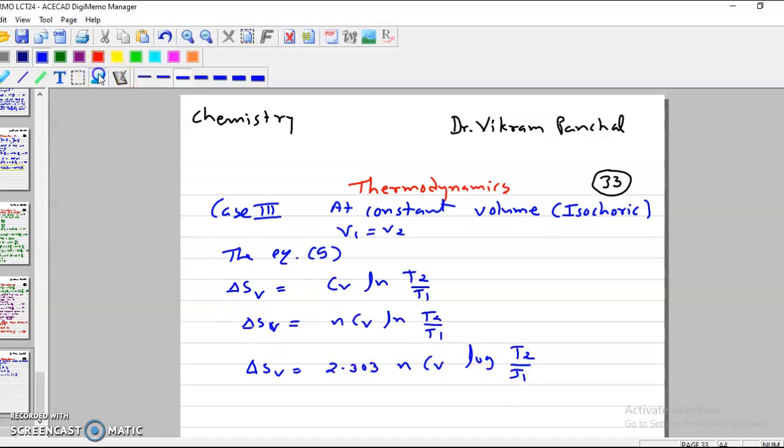So this way we have different formulas for different conditions. Okay. So this can be equation 11 when volume is constant. So these are the different cases for determination of entropy. Thank you so much.